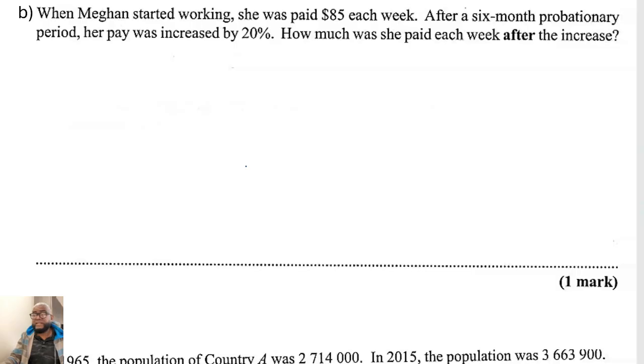Right? That 6-month probationary period, that 6 months had nothing to do with the question. All you realize is it's just a 20% increase, right? Okay, so we increase it by 20%. So it'll be $85 multiplied by, now you can either multiply by 120% and get the answer one time, or you can multiply by 20%, well, 20% of 85. 17, right? Good.